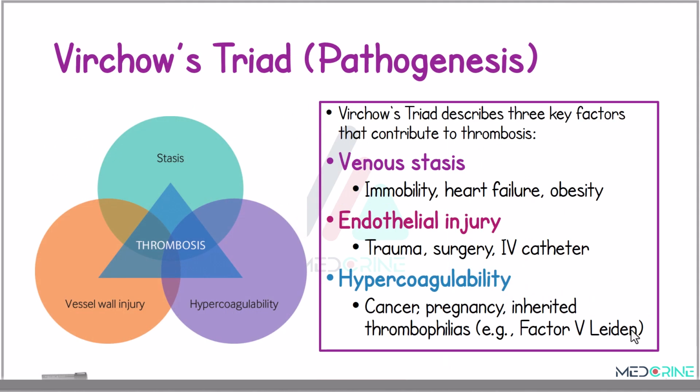In the pathogenesis of deep vein thrombosis, Virchow's triad describes the three primary factors that contribute to thrombus formation. There's venous stasis, endothelial injury, and a hypercoagulable state. Venous stasis may result from immobility, heart failure, or obesity. Endothelial injury can result from trauma, surgery, or central venous catheterization.